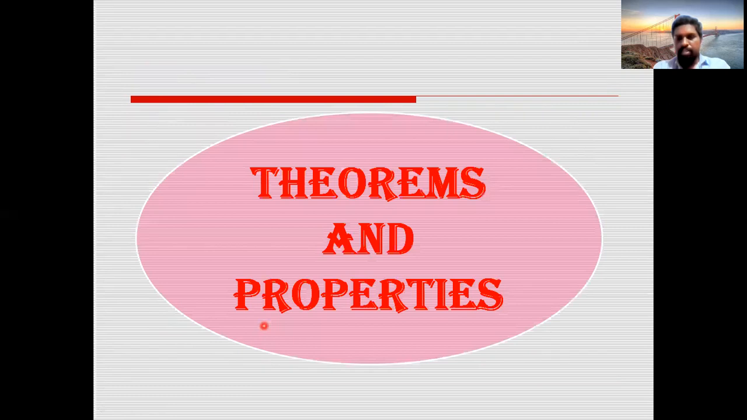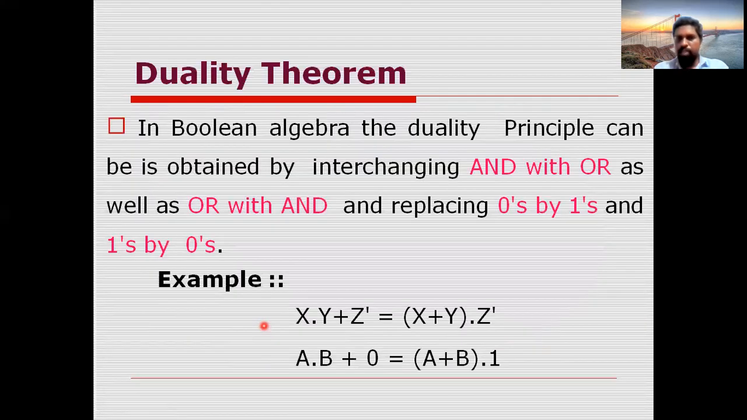Okay. Next. In Boolean algebra, we have some basic theorems and properties, and we will see what they are. The first property is the duality theorem. What does the duality theorem mean? Wherever you find the AND operator, you replace it with the OR operator. Wherever you find the OR operator, replace it with AND. Wherever you find 0, replace it with 1, and wherever you find 1, replace it with 0.